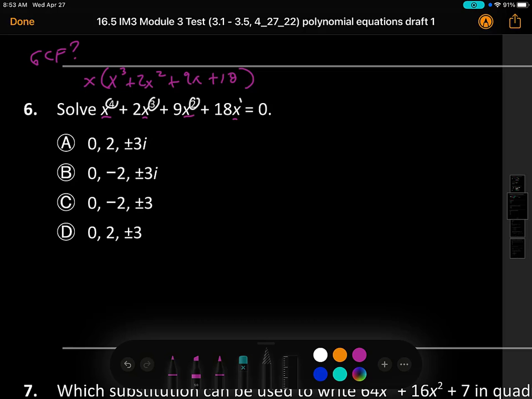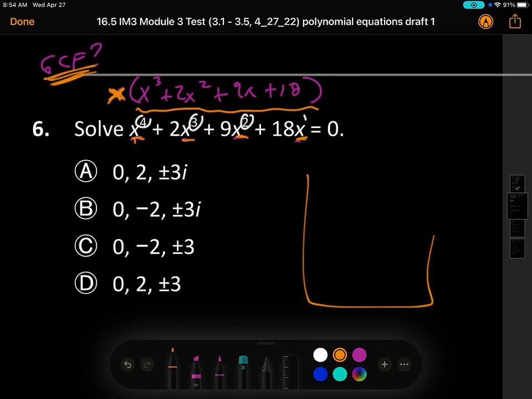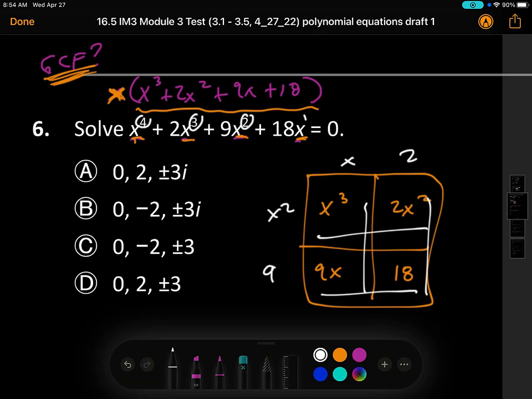All right, question number 6. I notice I have 4 terms, but before you do that, you always want to see if you have the greatest common factor. You'll notice that each of these have an x here, so I pulled that out. And then you're left with 4 terms here in the parentheses. So I'm going to go ahead and put that in here. I'm going to use the area model. I've been alternating just so you can see different ways. I have an x squared, x, 2, and a 9.